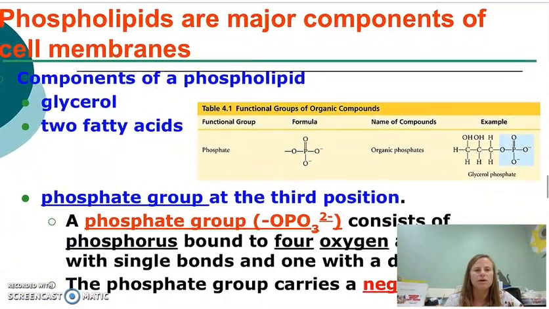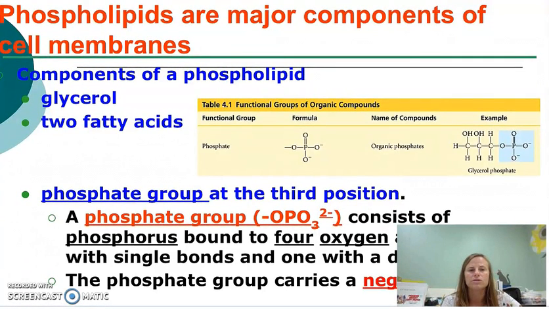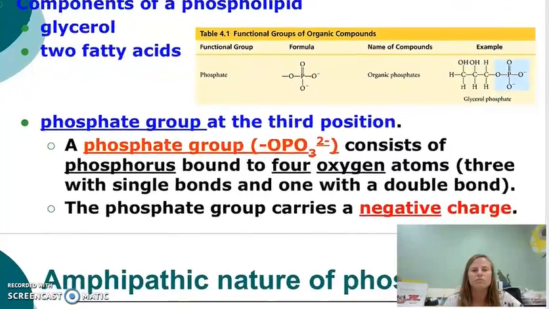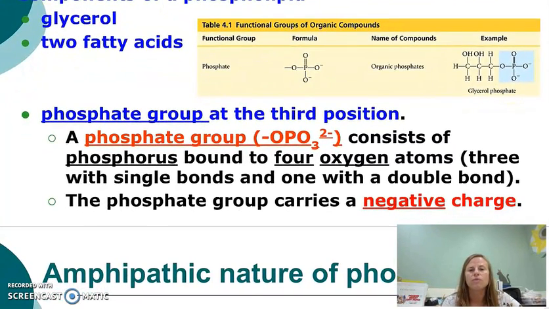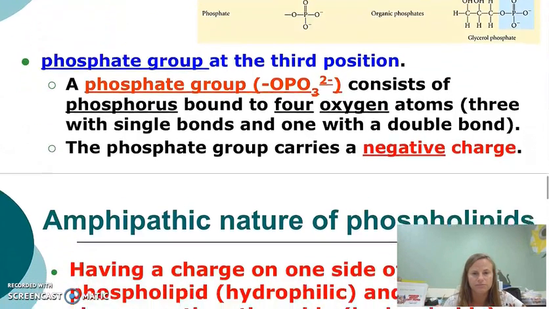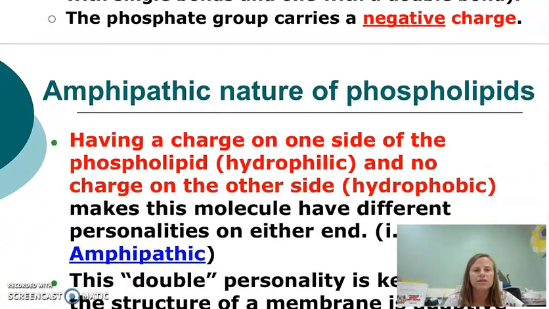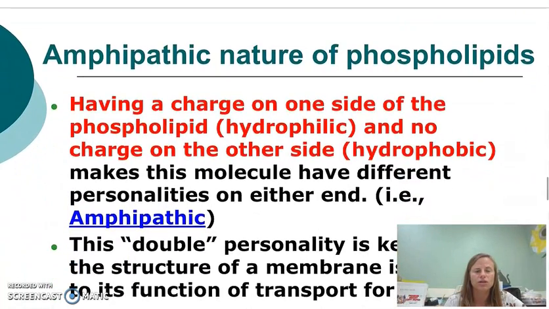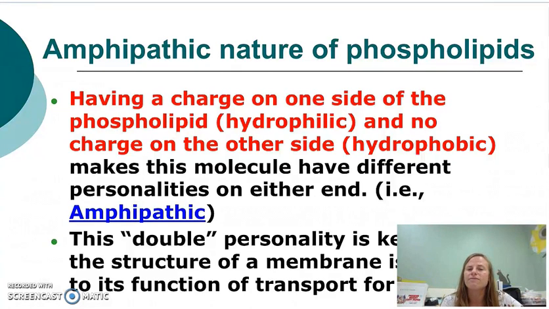The second type of fats that we're going to jump into are called phospholipids. Phospholipids are a major component of cell membranes, and they are composed of a glycerol, two fatty acids, and a phosphate group. Now, this phosphate group is made up of a phosphorus bound to 4 oxygen, and it's important because it carries a negative charge with it. Because the phosphate group has this negative charge, we say that phospholipids are amphipathic. That means they have a charge on one side and no charge on the other side.